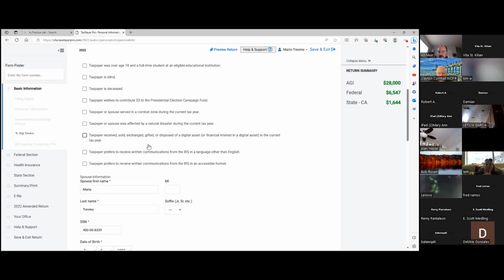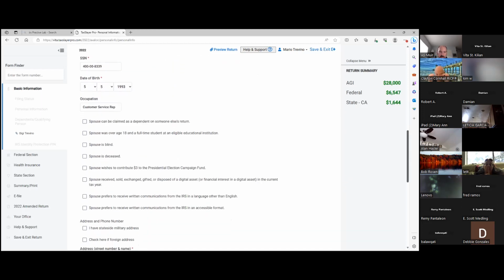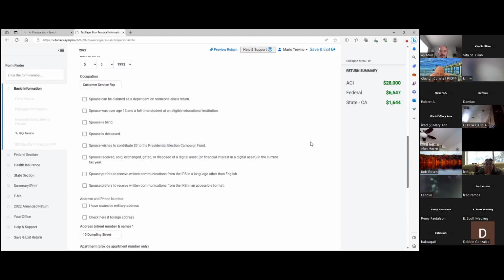Let's see, we talked about cryptocurrency, and we do not work with taxpayers who have had what is called a disposition of cryptocurrency, which means they've relinquished title. Now if they've purchased cryptocurrency, we can help them out, but not if they've sold cryptocurrency. And then down here, we've got a date of birth. The taxpayers are about 30. Same questions for the wife in this case.